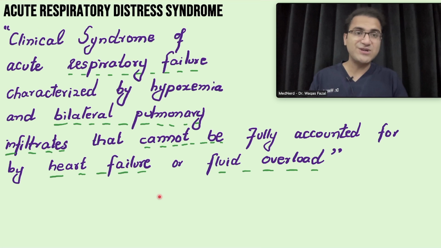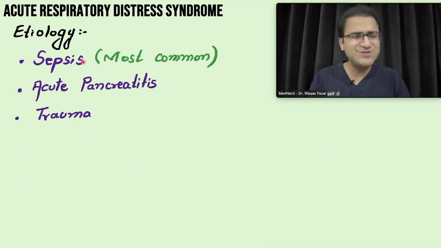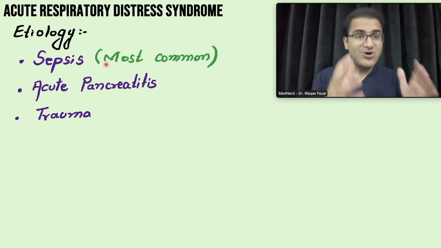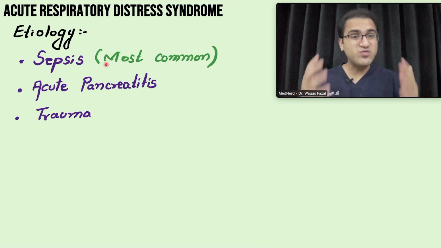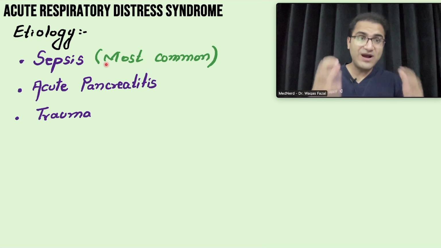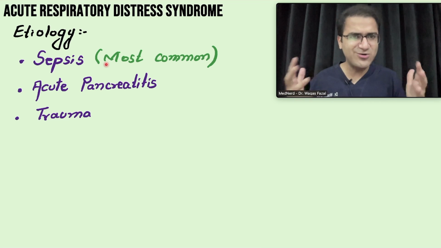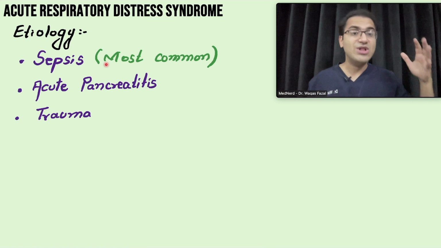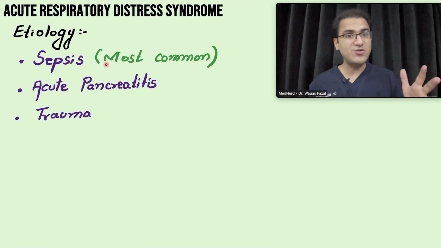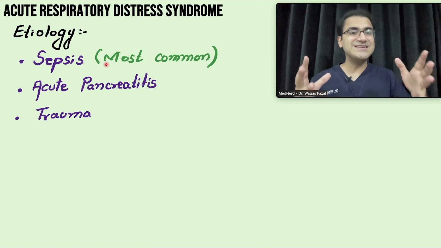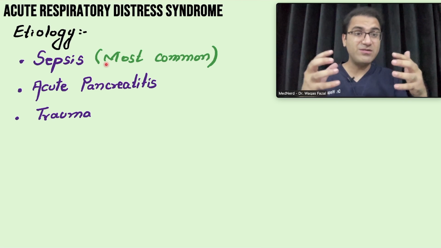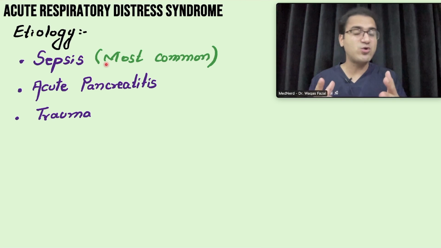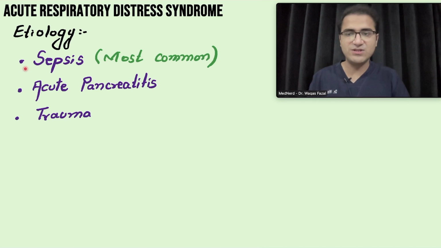What are the causes of acute respiratory distress syndrome? Remember, sepsis is the most common cause, because in sepsis there is diffuse body inflammation going on. The body is fighting with bacteria, and during that fight it is producing lots and lots of cytokines and inflammatory mediators, and those cytokines actually cause increase in the capillary permeability in the lungs, and that causes leakage of fluid into the lungs. We are also going to discuss pathophysiology in detail after this.